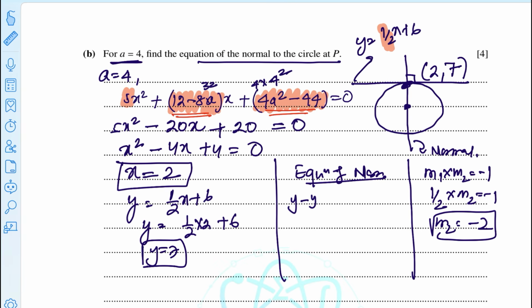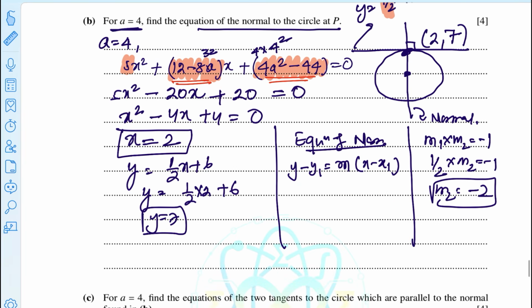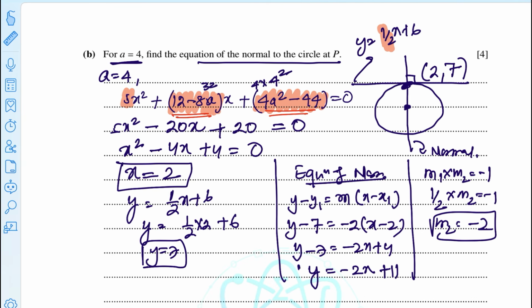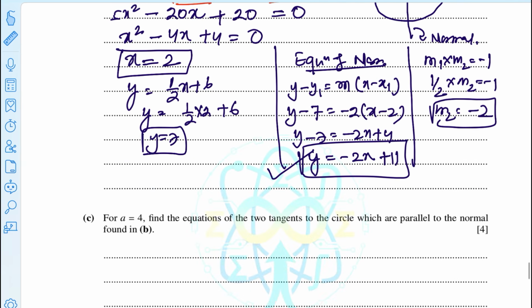So yes, let me write down the equation. y minus y1 equals m times (x minus x1). Is it okay? So this line is passing through 2 and 7, so I'm writing here y minus 7 equals -2 times (x minus 2). So it will be y minus 7 equals -2x plus 4, and y equals -2x plus 4 plus 7, that equals 11, right? So this is the equation of this normal. Please check. This is the equation of a normal: y equals -2x plus 11.